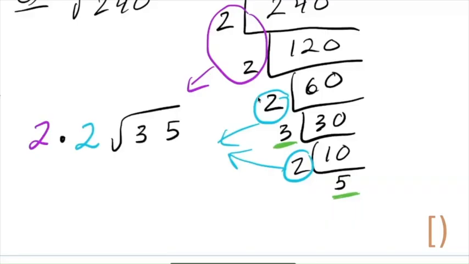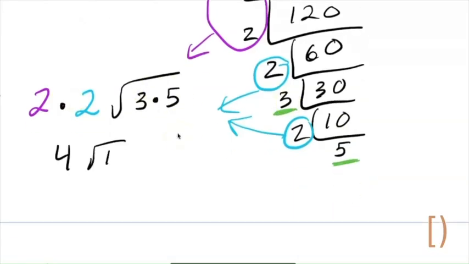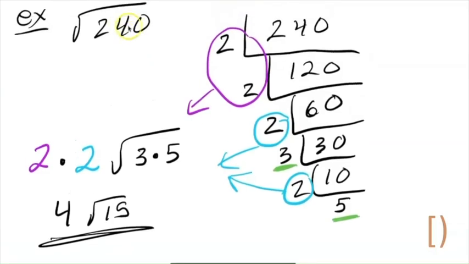Now, anytime you have more than one thing, either on the outside or the inside, you're multiplying them. I have 2 2s on the outside, I'm going to multiply them. I have a 3 and a 5 on the inside, I'm going to multiply them. You get 4 square root of 15. And that's how you break down the square root of 240.